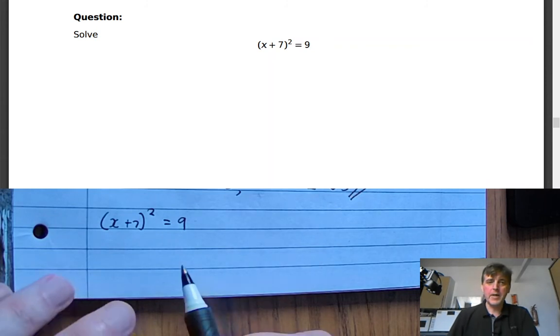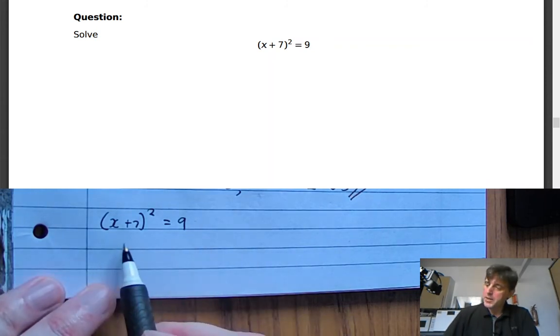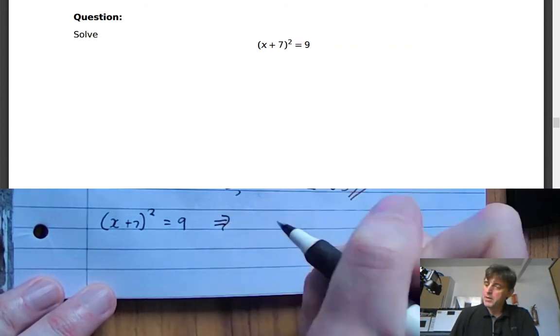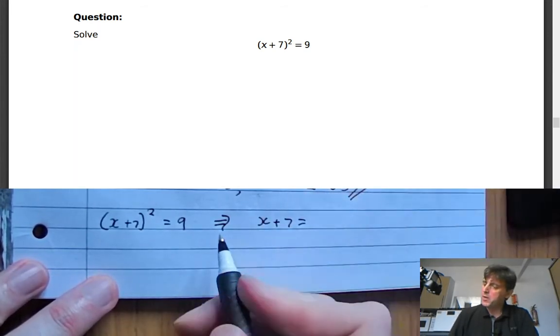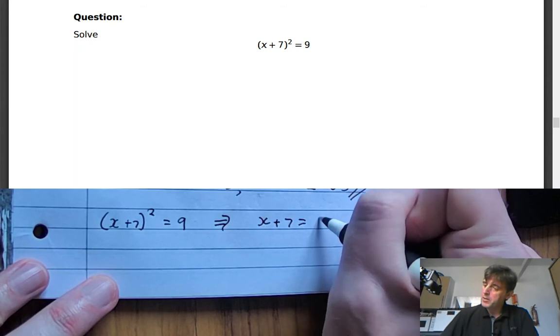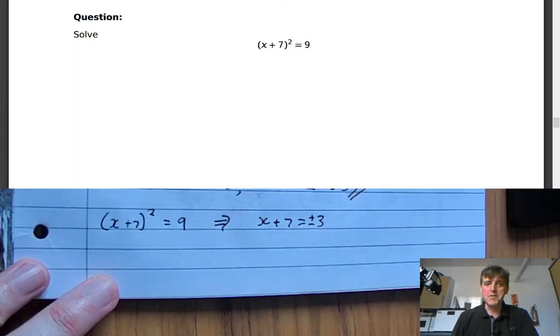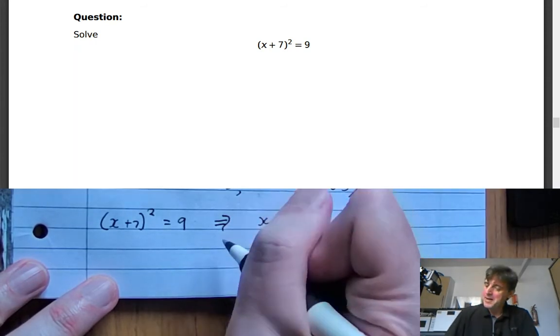Okay then, so how did you get on with this? Let me just quickly go through the steps here. So what we need to do here, let's just take the square root of both sides. X plus 7 equals, now the square root of 9 is of course 3, but I do need to remember that plus or minus. Hopefully you didn't forget the plus or minus.